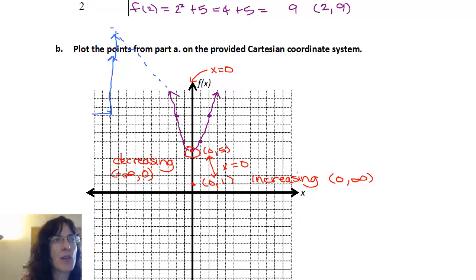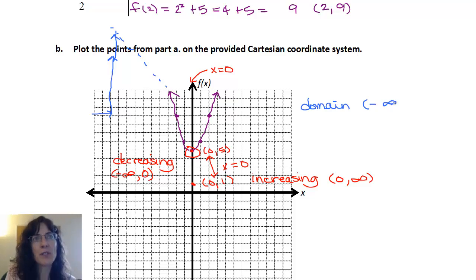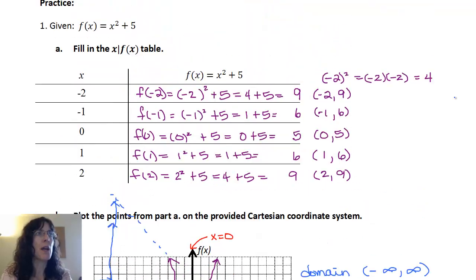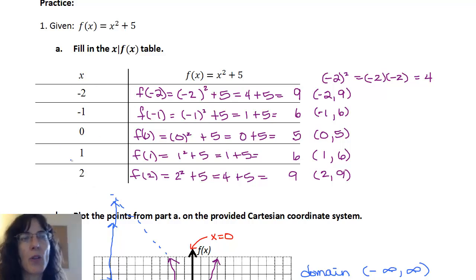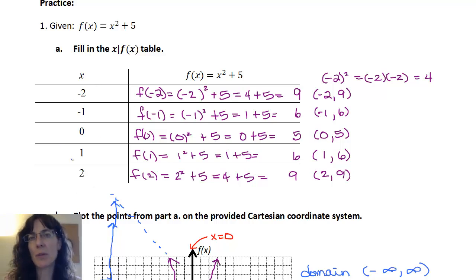Now the same thing on the right, so what that tells me is that for the domain, all real numbers can be in the domain. And if I look at my table, it's the x part, and it's saying that I could choose any number all the way to negative infinity or all the way to positive infinity, and I could plug it into this for the x, and you can see that's true. Any number can be plugged in.